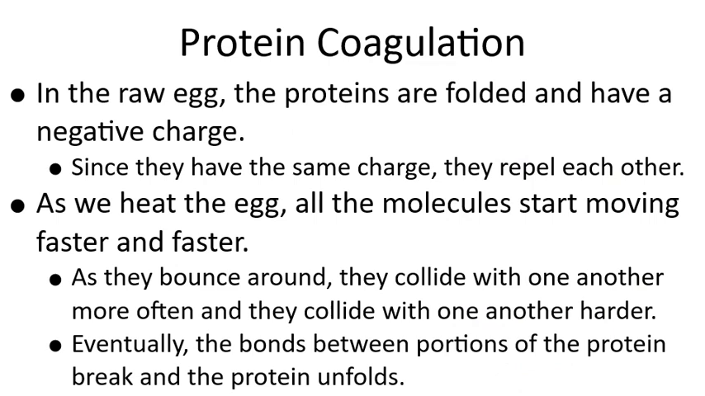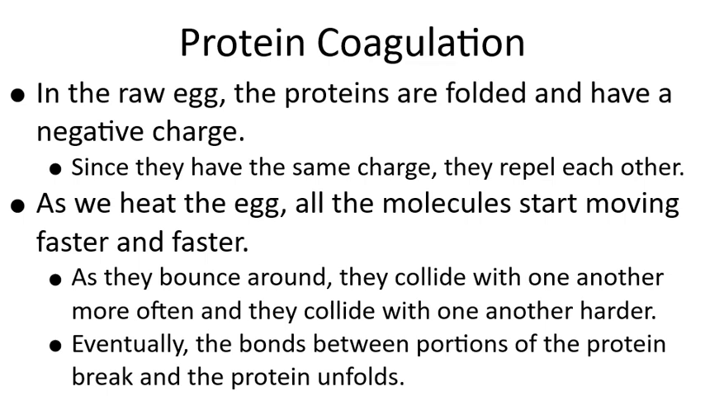In the raw egg, the proteins are all folded up and have a negative charge on their outer surfaces. Because they all have the same negative charge, they repel each other. Between this negative charge and the water around, the proteins can move past each other without significantly interacting. But when we heat the egg, the molecules start moving faster and faster. As they bounce around, they collide with one another more often, and when they collide, they hit harder. That is, collisions are more frequent and they have more energy.